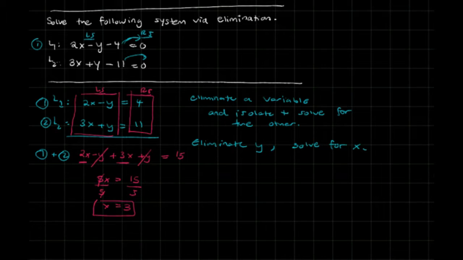Okay? So that's how you can effectively solve for the other variable. Now in this case we have x is equal to 3, and if you want to solve for y, you can resubstitute this into one of the equations.